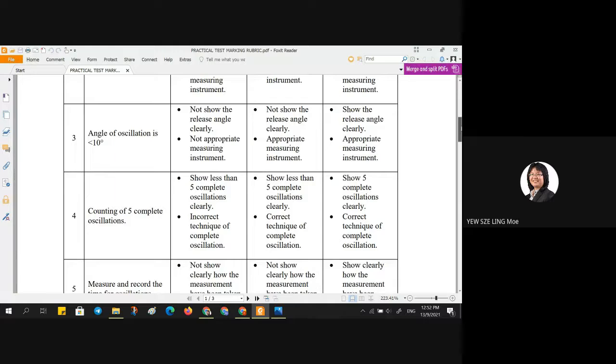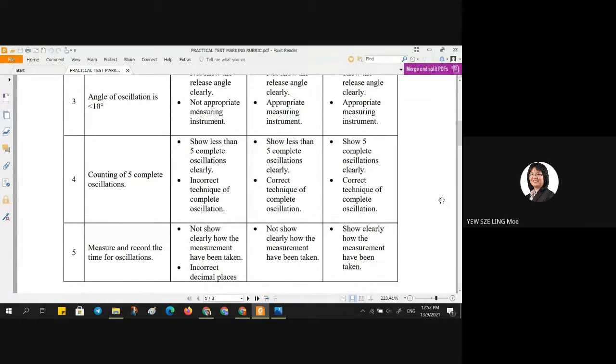And then here got a typo. It should be 10 complete oscillations. So this one must be video. The moment you release the pendulum, you let it swing 2 times, and then you start to count. 1, 2, 3, 4 until 10 oscillations. Then you stop. From the moment you start the stopwatch until you press the stop button, I want to see the whole video clip.